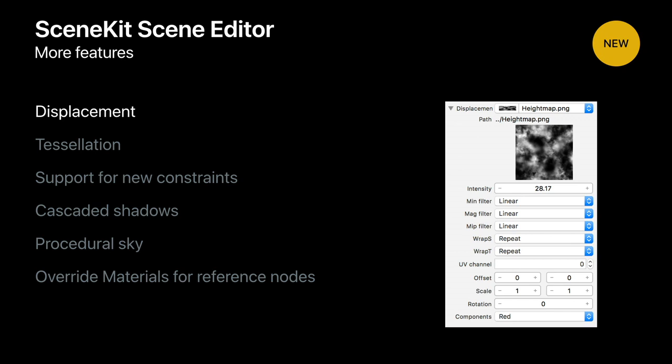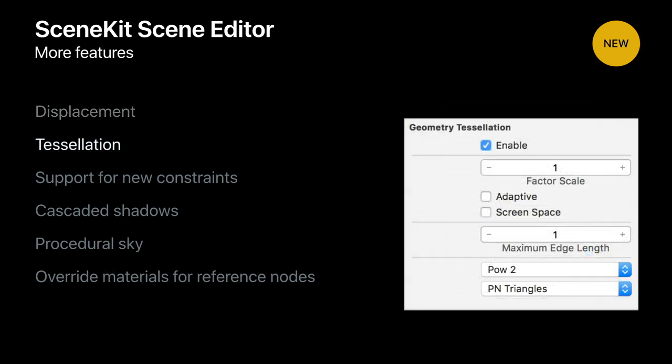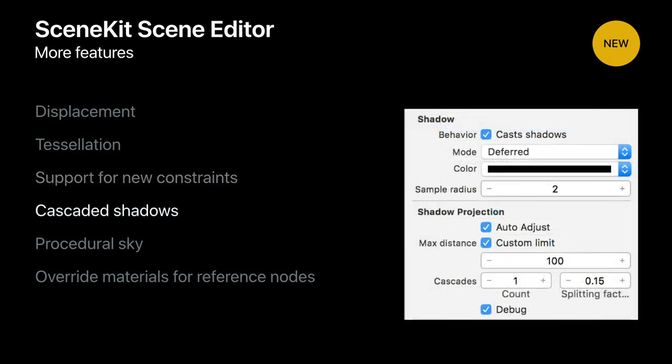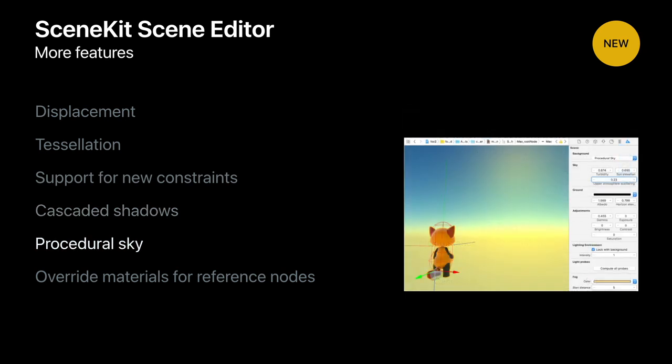We have added support for more features that we have added this year. So first, there is a new displacement material slot that you can use for the tessellation. Of course, we have tessellation. We have added support for the new constraints, so you can add them to your nodes and test them in real time in Xcode and edit them in the inspector. We have support for cascaded shadows that we will tell you about more later. And we also have a new procedural sky that is very easy to use as a background or the lighting environment, for example, to test your PBR material when you don't have a proper cube map set. And it's completely configurable, so you can get a day or night sky, for example.